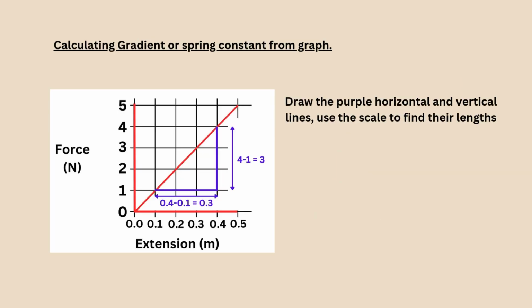We can calculate the gradient or spring constant from a force extension graph. If we first of all take the straight graph line and then we draw a horizontal and vertical line to form a triangle, and then we can use the scale to find their lengths, and then it's the change in force, which is 3 newtons, divided by the change in extension, which is 0.3 meters, and that will give us our gradient or spring constant of 10 newtons per meter.